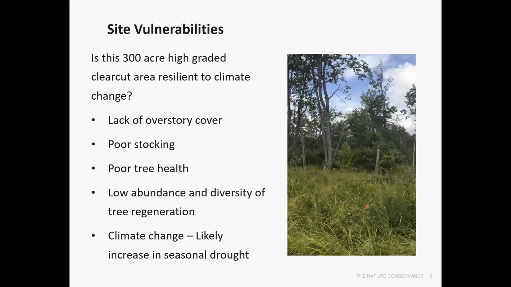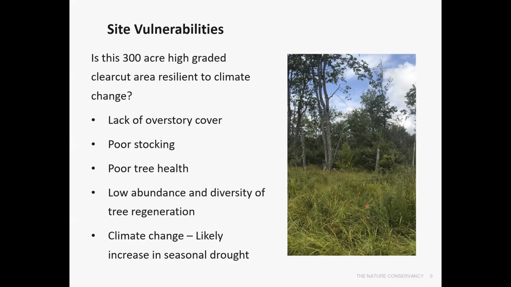And so we went through a climate adaptation process, and the project team identified site vulnerabilities at this location, asking the question: was this 300-acre high-graded clear-cut area resilient to climate change? Some of the things that they identified were lack of overstory cover, poor current stocking, poor tree health due to beech bark disease, and significantly low abundance and diversity of tree regeneration. And in a lot of cases, we had herbaceous or competing vegetation at the site.